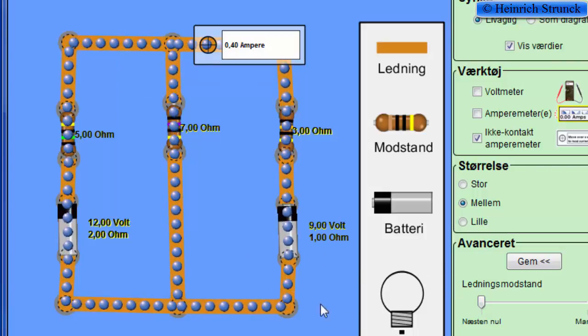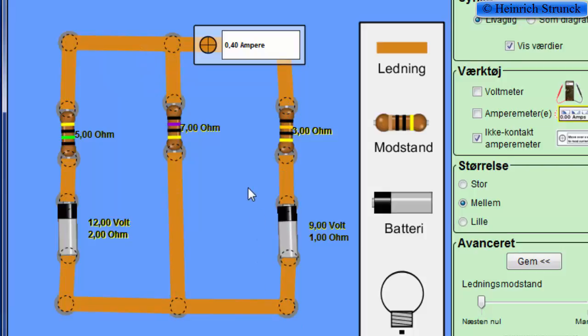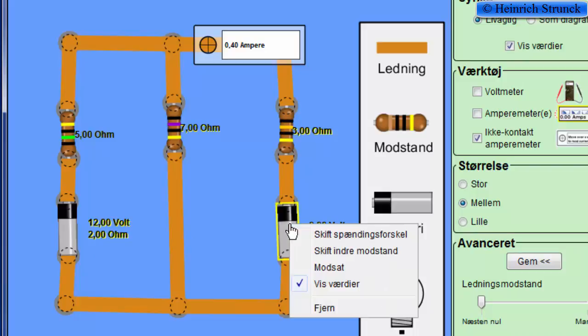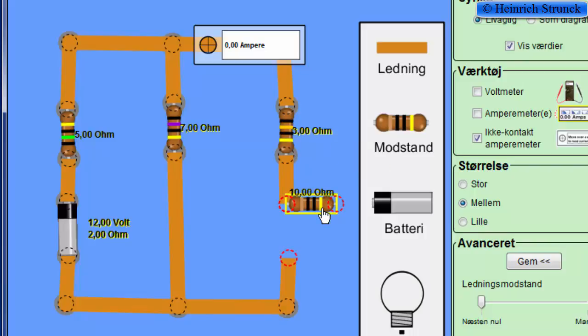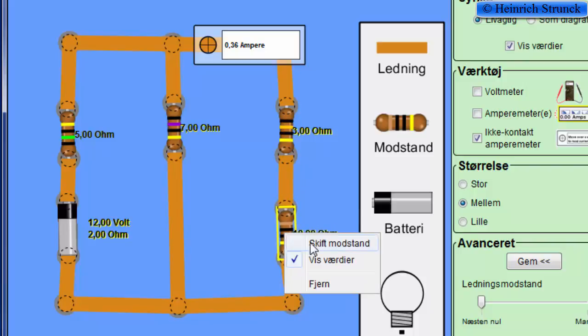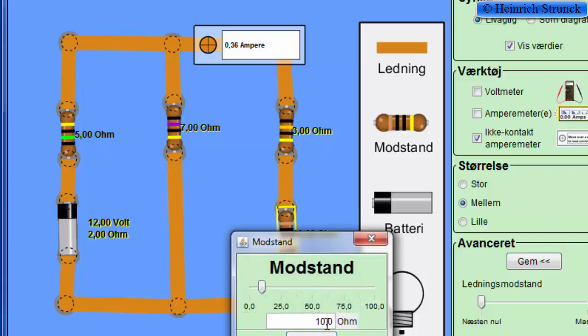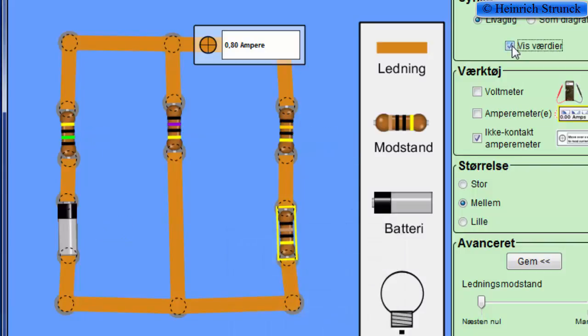I'll just remove all the electrons. Maybe it's easier to see the circuit. And we'll begin using the law of superposition. First we'll have this one as a supply system, and then we remove this battery but insert a 1 ohm resistor instead.